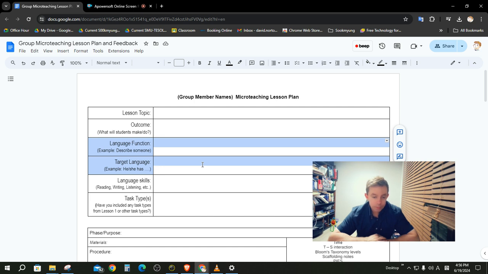Language skills, that's the easy one. Which skills are they using in each moment, in each little manageable task that's been separated there? Sometimes, obviously, you're going to have a lot of speaking. Sometimes there might be a little reading involved, sometimes listening. Just list what you have.